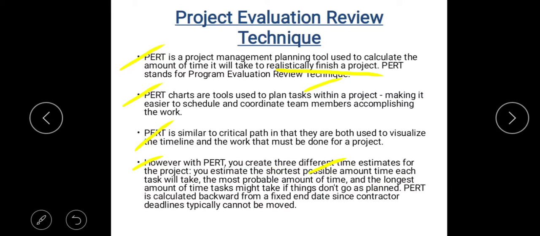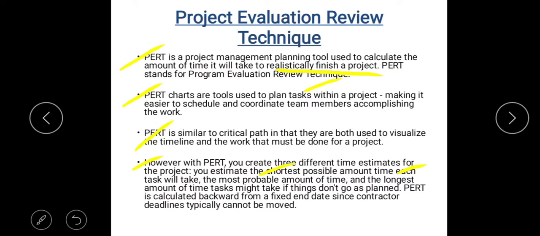One is the shortest time, one is the most probable amount of time, and if things don't go as per the planned schedule, the project time may extend. So even that longest time will also be estimated. PERT is calculated backwards from a fixed end date since contractor deadlines typically cannot be moved. So in case of PERT, we calculate the shortest possible time, probable amount of time, and the longest amount of time from backwards.